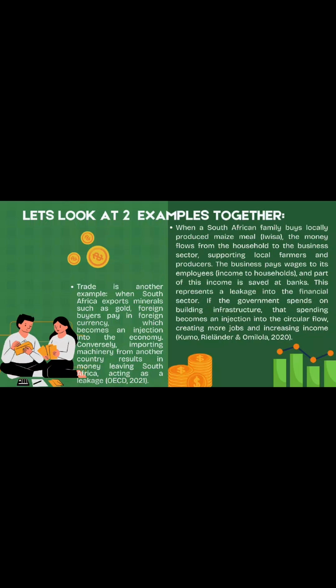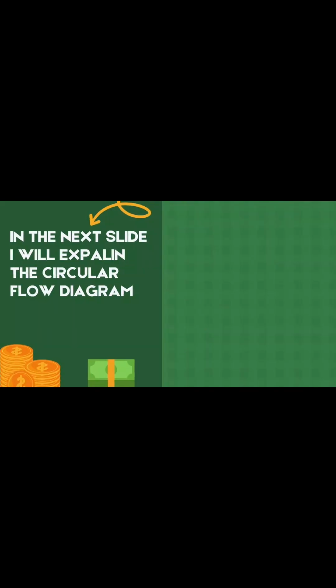Trade is another example. When South Africa exports minerals such as gold, foreign buyers pay in foreign currency, which becomes a foreign injection into the economy. Conversely, importing machinery from another country results in money leaving South Africa, acting as a leakage. In the next slide, I will explain the circular flow diagram.